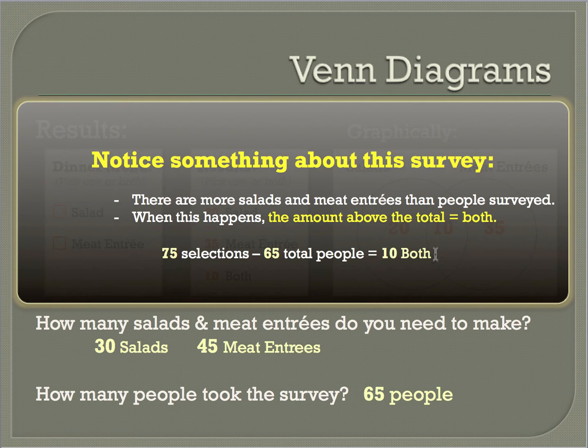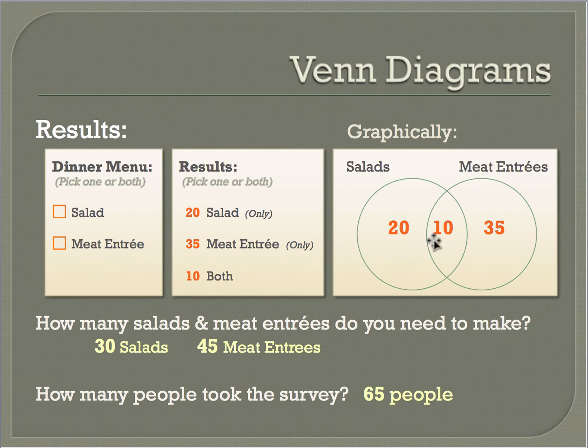So when you see this kind of situation, like I just said, the total entries minus the total people will tell you the both amount that needs to go in the middle of your Venn diagram. Okay? You'll see some more practice with this in just a few moments.